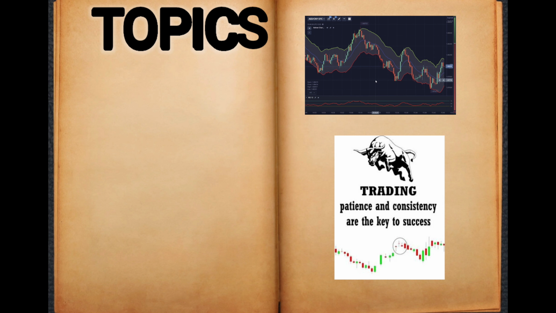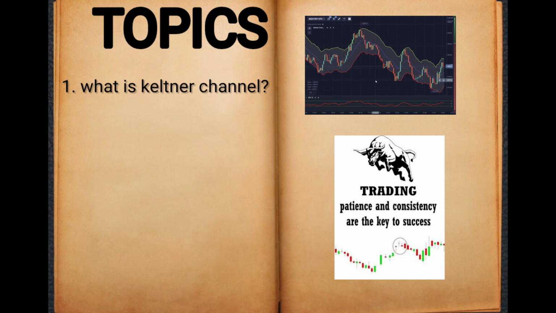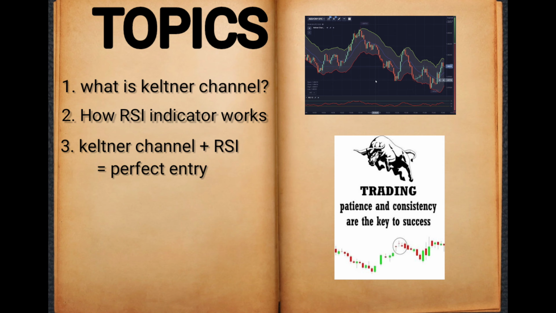First, we'll learn what the Keltner Channel is and how it indicates market trends and volatility. Second, we'll see how the RSI indicator works and how we get overbought and oversold signals from it. Third, how can you take accurate entries by combining these two indicators, such as perfect buy and sell signals?